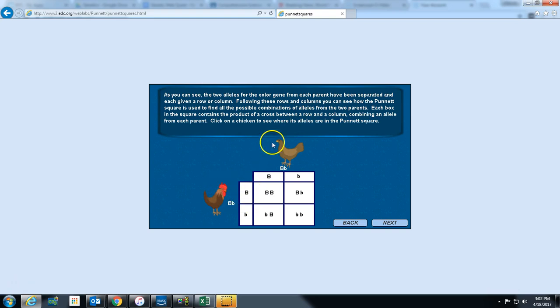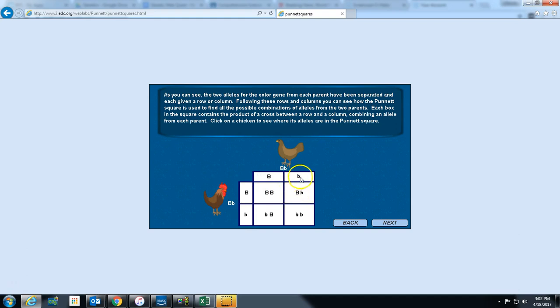He's a rooster, so he's the dad. This is a mama. If we cross this row, capital B, see it's right here, and this column, capital B, we are going to have the genotype capital B, capital B, which is going to give us brown chickens. If we look at this one, we bring this row all the way across, and there's my capital B.